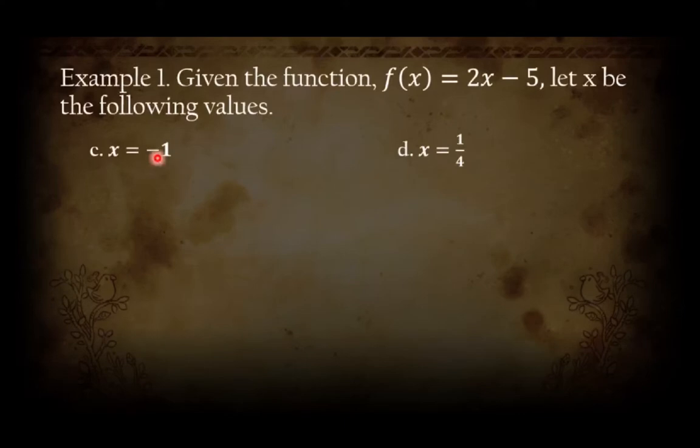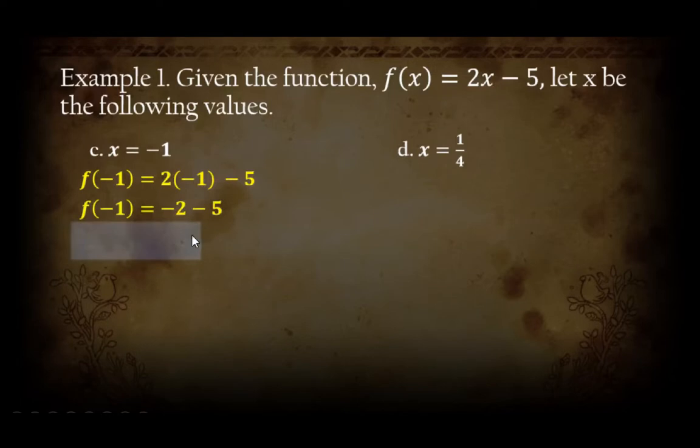Another one, we have x equals negative 1. Let's try negative numbers. So, the input is negative 1. 2 times negative 1, we replace x with negative 1, minus 5. So, 2 times negative 1 is negative 2. Negative 5, let's bring it down. Then, simplify. Negative 2 minus 5, that is negative 7. So, negative 1 is an input, and the output would be negative 7. And whether your answer is in fraction form or decimal form, both will be accepted.